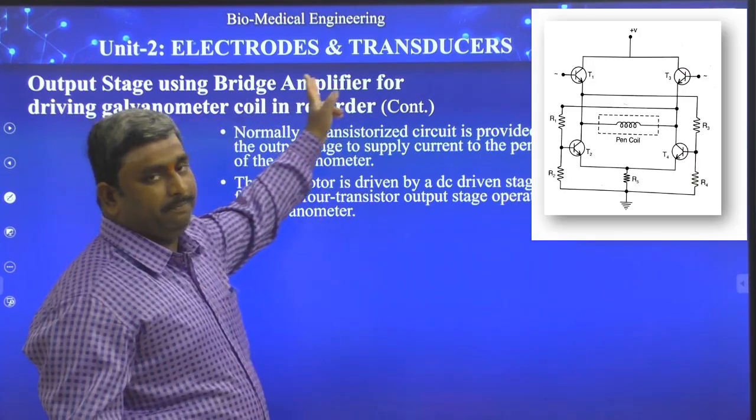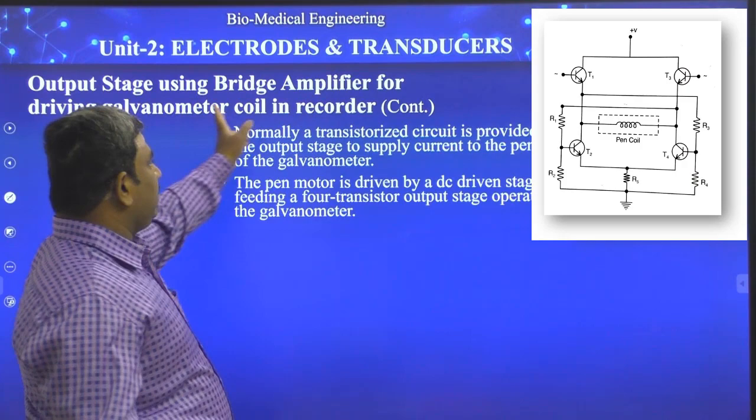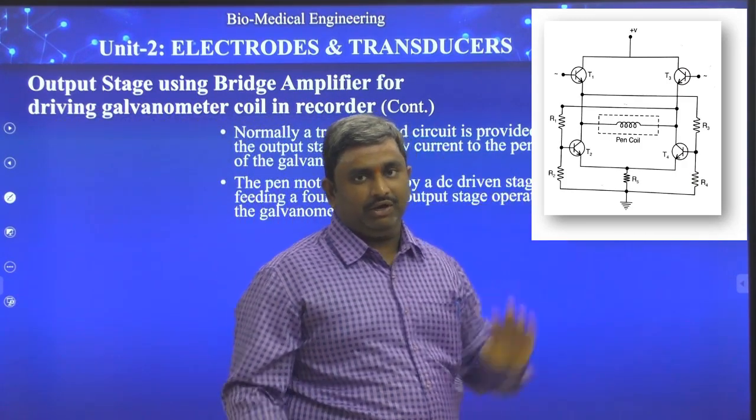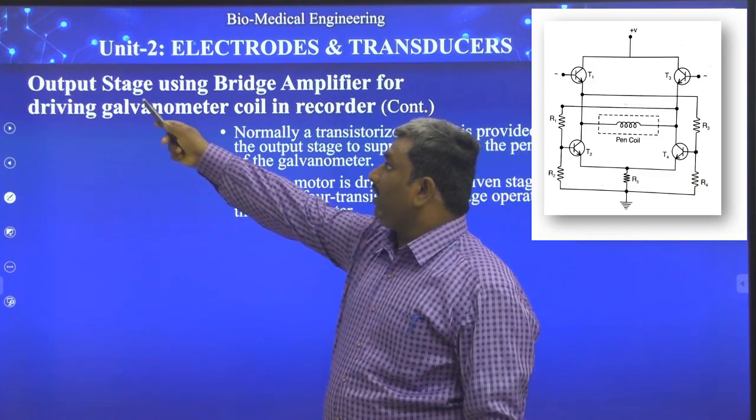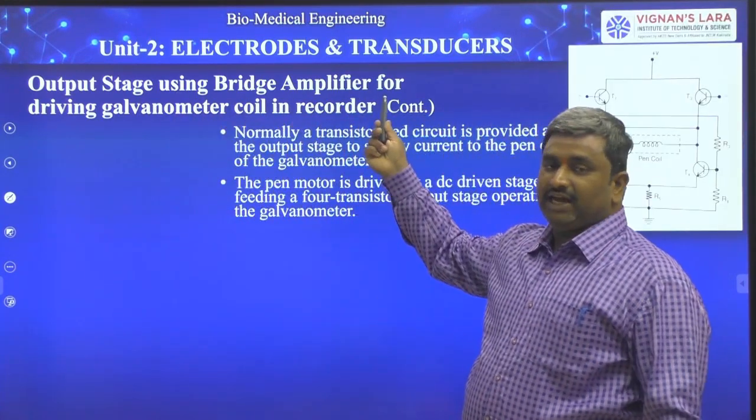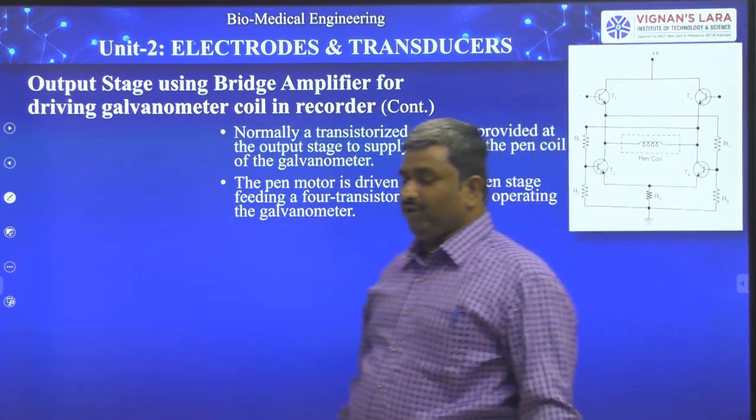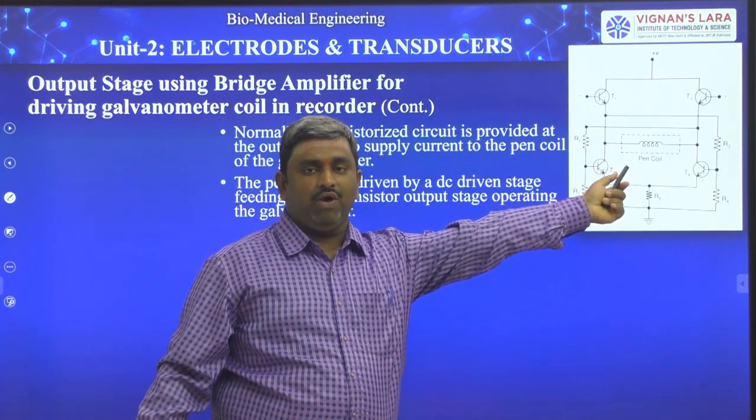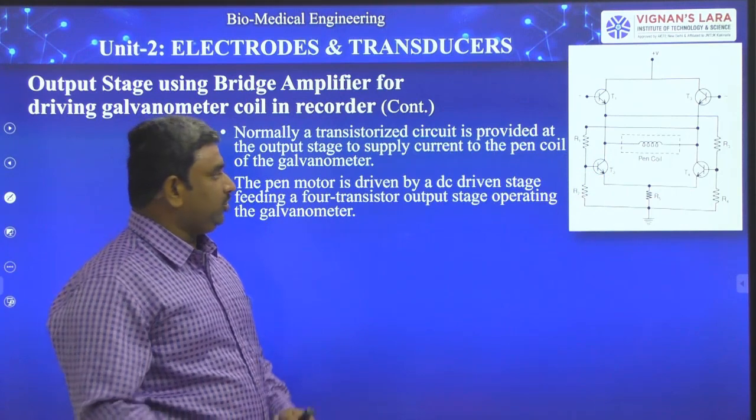Output stage using bridge amplifier for driving galvanometric recorder. I said that this is the galvanometric recorder. In this galvanometric recorder, the output stage is constructed by using a bridge amplifier. Here we have 4 transistors. These 4 transistors we have connected in a bridge fashion.